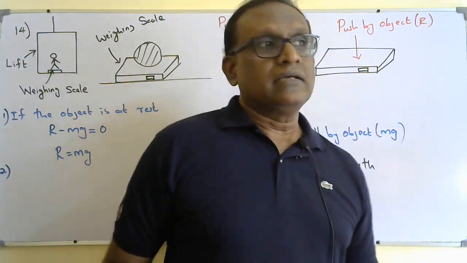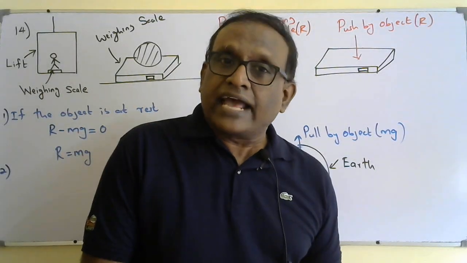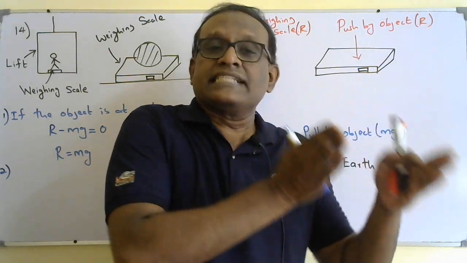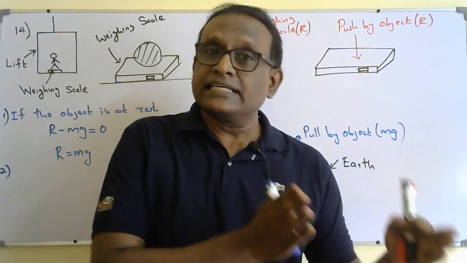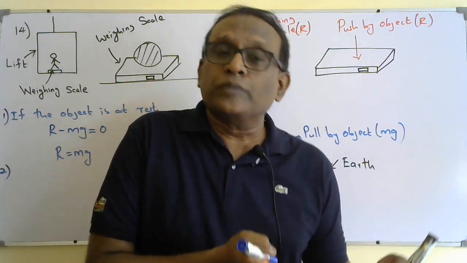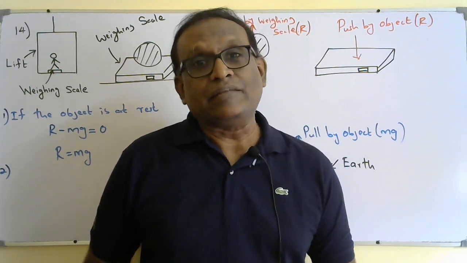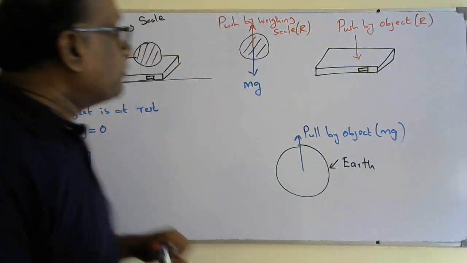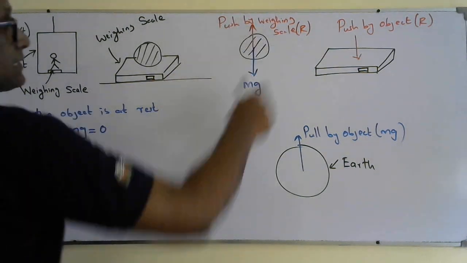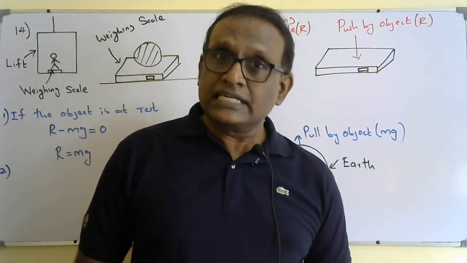Same way, when the object with the weighing scale is kept on the floor of a lift, and the lift accelerates upwards, the object also will have the same acceleration as the lift. So the object is accelerating. What's the numerical value of the acceleration? That will be the same as the acceleration of the lift. Let it be symbol a. So if the object is accelerating vertically upwards, same as the lift, then according to Newton's second law, the object must have a resultant force.